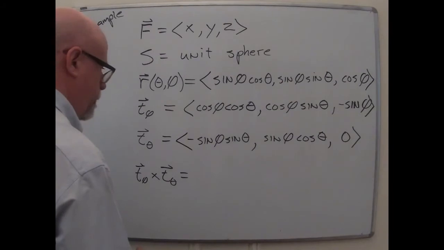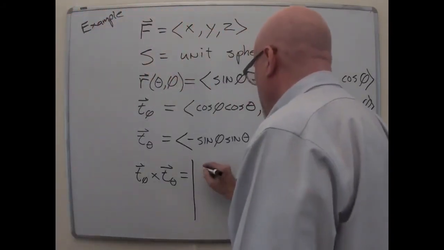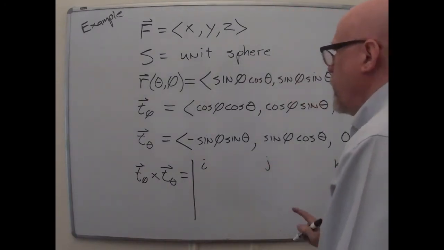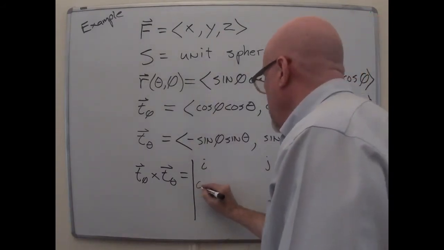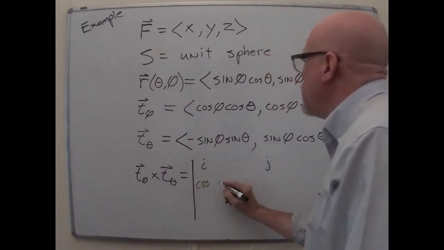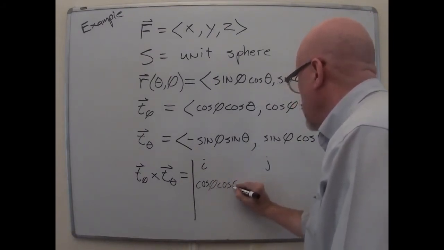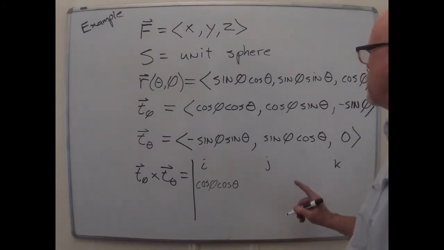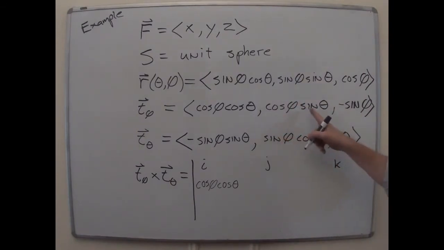I suspect, maybe I can squeeze it. It's a big determinant with an I, J, and a K in the top row. And then we're doing phi first, so let me just copy that one in there. Cos phi, cos theta, sine phi, sine theta. No, I skipped over. I gotta look at t phi. Cos phi, sine theta.